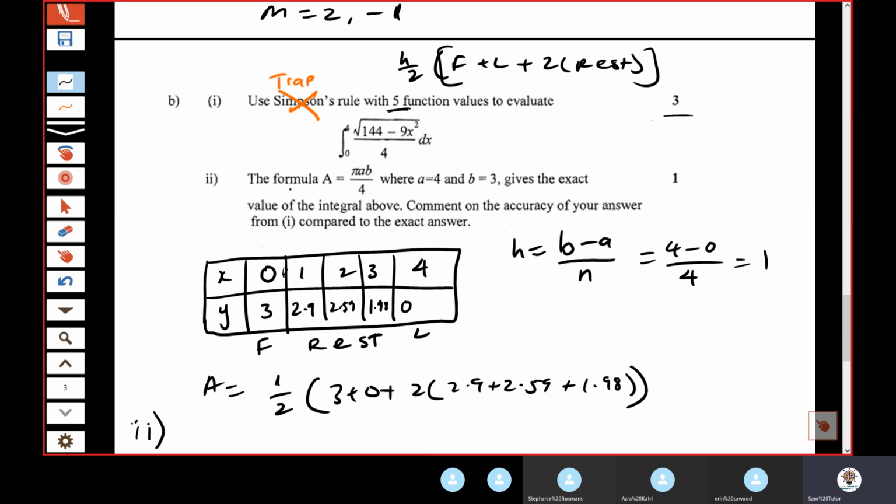Let's see if that's relevant for you guys. The formula. Okay, fair enough. What was the final answer of this?